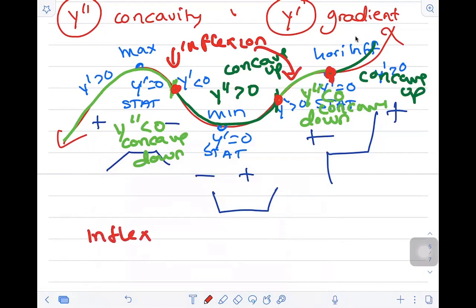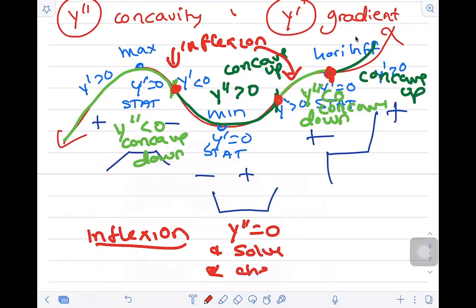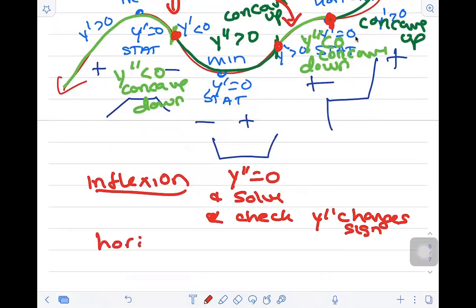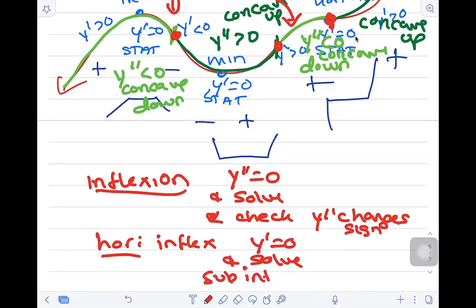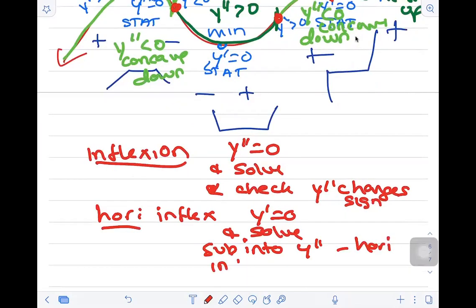So your normal inflection is found by making y double dash equals 0 and solving, and then check y double dash changes sign with your box. The horizontal inflection will be picked up in your stat point. So y dash equals 0 and solve, and when you sub it into y double dash, it will be a horizontal inflection, and you still have to do what you have to do for the other one, is you have to check y double dash changes concavity with a box.